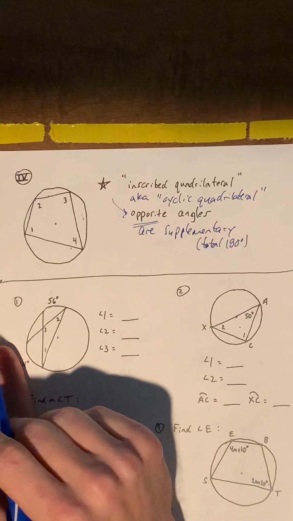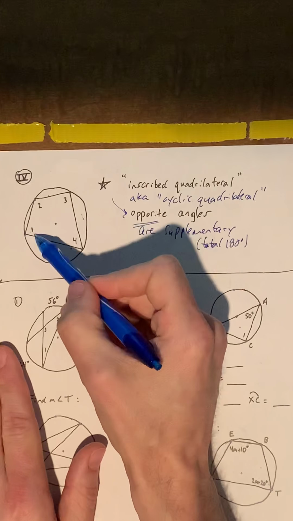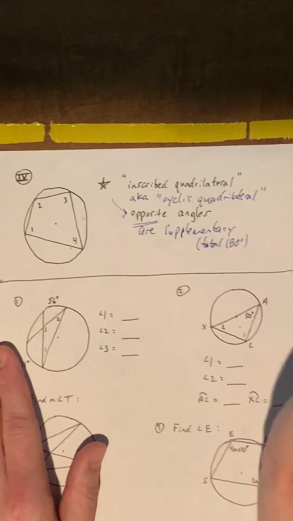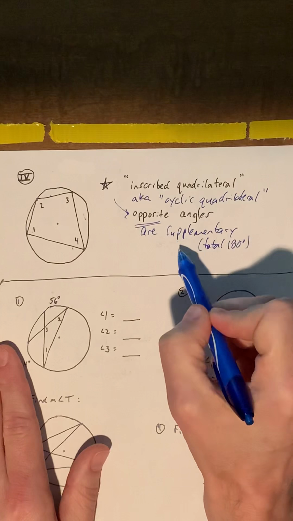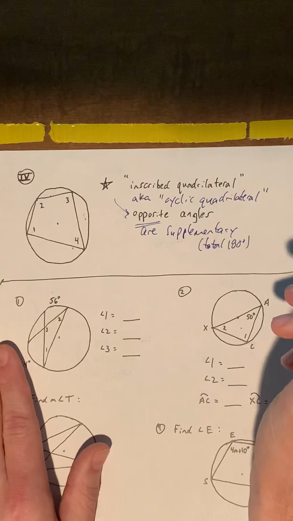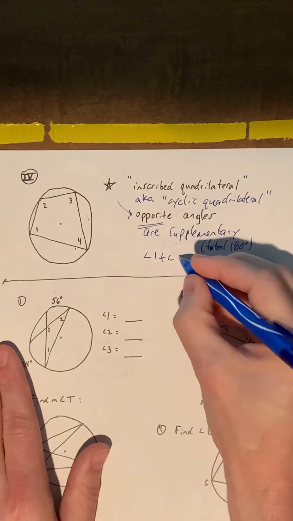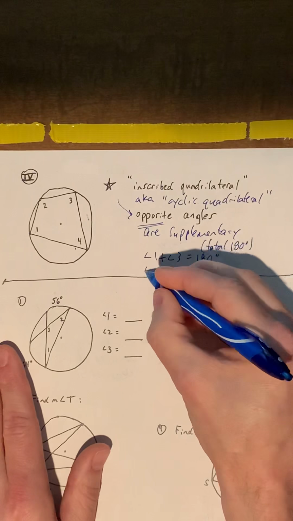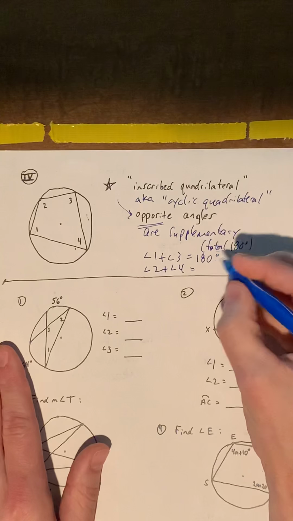Okay? There's really no relationship between consecutive angles like 1 and 2 or 2 and 3 or 3 and 4, unless you know what type of quadrilateral it is. But this is always the case for opposite angles in an inscribed or cyclic quadrilateral. So angle 1 plus angle 3, you know, would total 180. Same with angles 2 and 4, because they are another opposite angle pair.